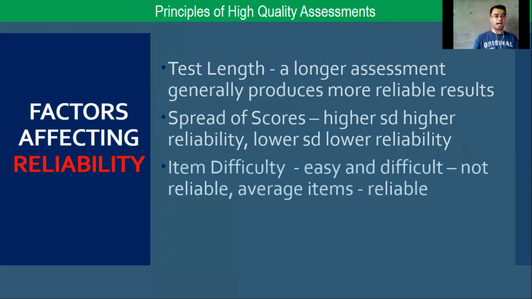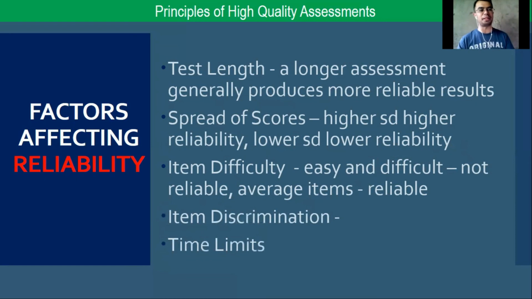We also have item difficulty. If the items are very easy or very difficult, the possible result is that reliability will go down. But if your items are at an average level of difficulty, there's a very high possibility that reliability will increase. And we also have item discrimination and we also have time limits.